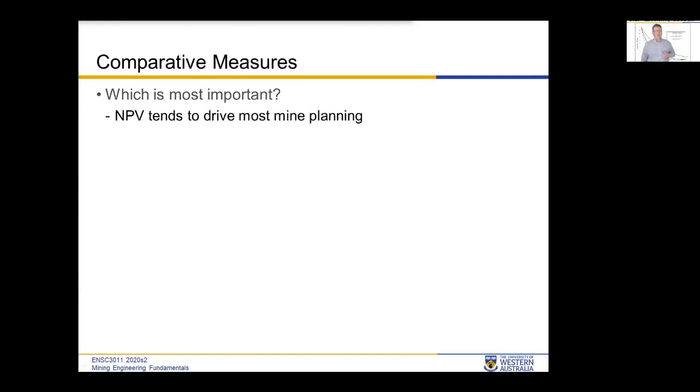Which is the most important of those measures? It's NPV is the most commonly used. It has its failings, but it's the most commonly used, everybody understands it, it's easy to calculate, etc. But generally you'd use others as well. IRR would be a very close second.